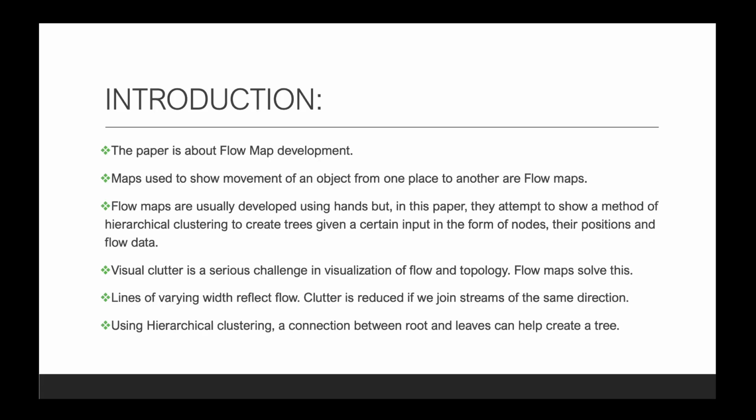Visual clutter has always been a serious problem in visualization of flow and topology. Flow maps are able to solve this problem. Lines of varying width reflect flow. Clutter is reduced if we join streams in the same direction. Using hierarchical clustering, a connection between the root and the leaves helps create a tree.